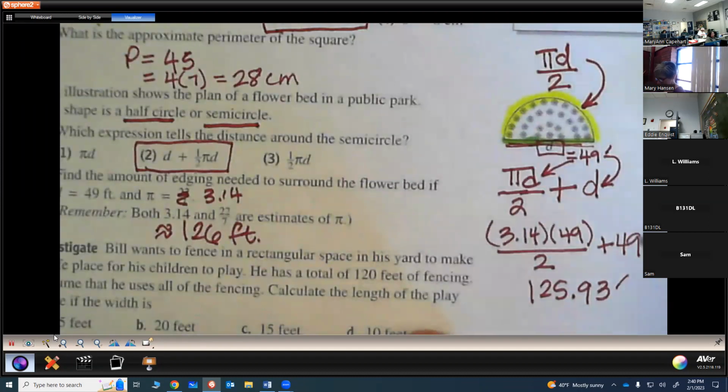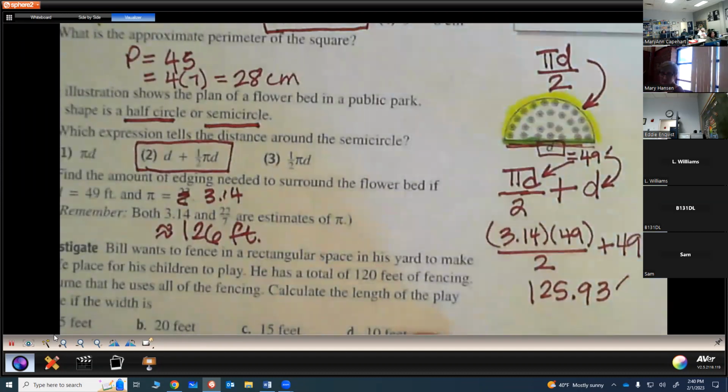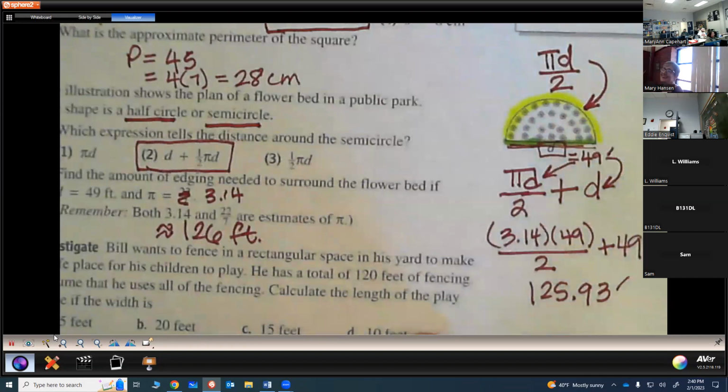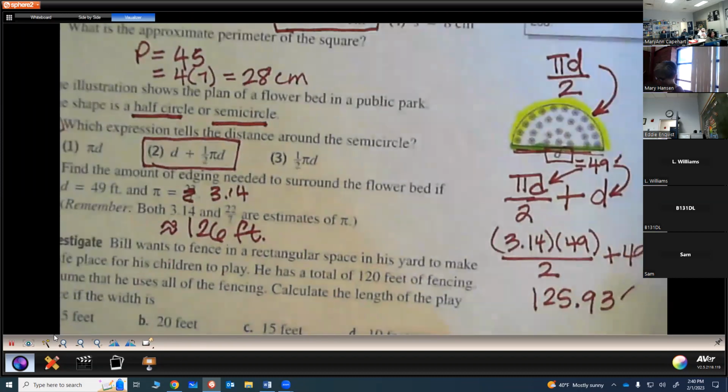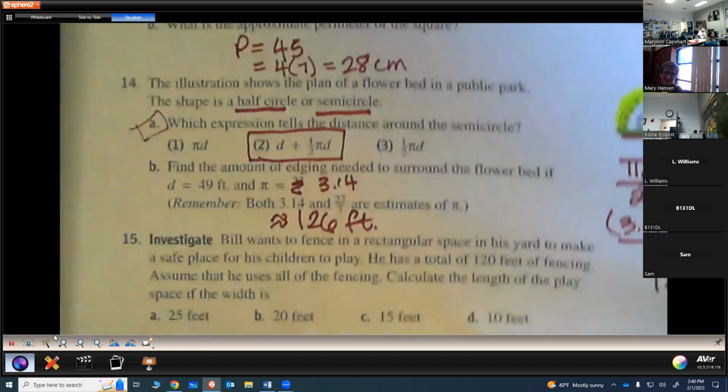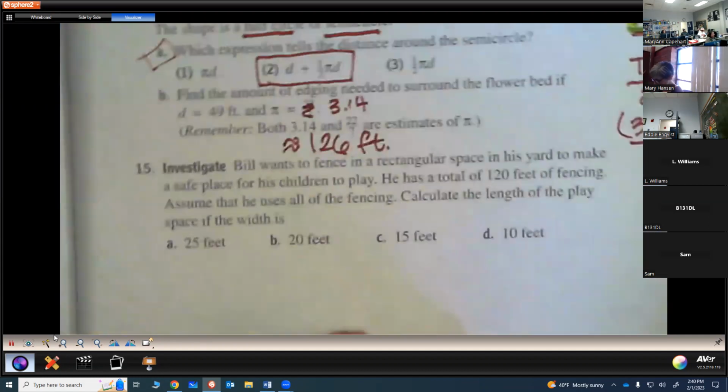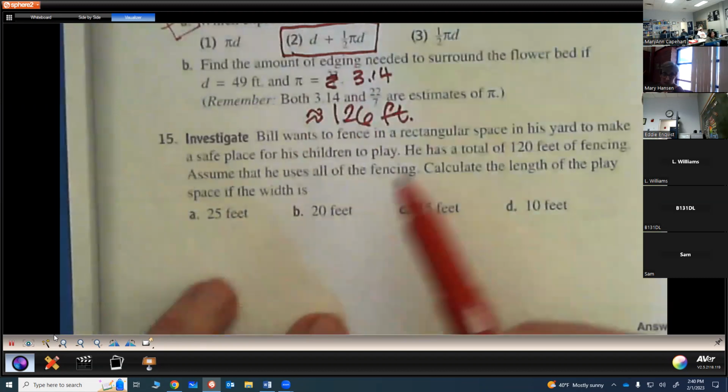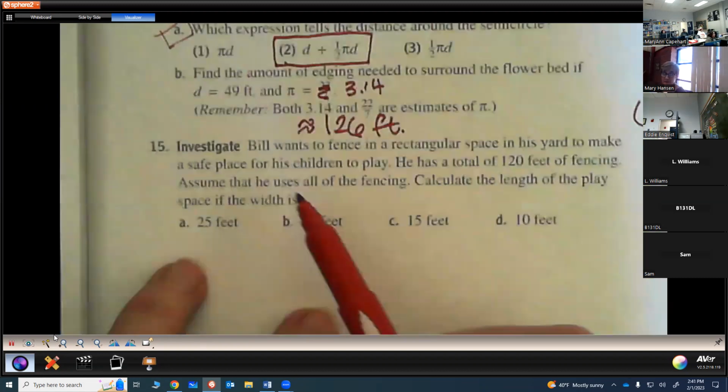Cool. Because you remembered it was a flower bed, not just the shape. It's actually like a bed, so you want people to step into it. Right, exactly. Okay, so number 15 is asking you basically to do the same problem several times.